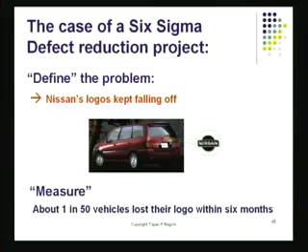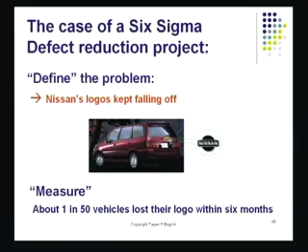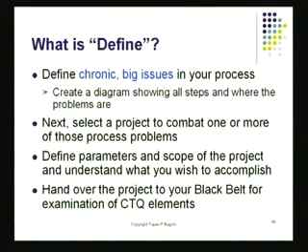So the first thing that was done for this project, it was a defect reduction project, was define the problem. The problem was Nissan's logos kept falling off. Then some measurements were done. How many of these things? Was this a very rare event? It was found that 1 in 50 vehicles would lose their logo. That was the extent to which they could identify the problem.